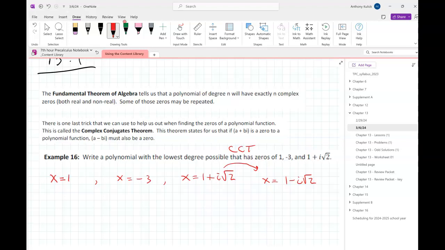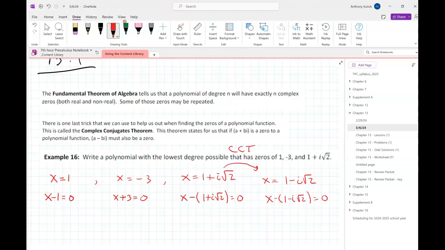What I'm going to do is I'm going to change these zeros now into factors. So I'm just going to subtract 1 from both sides, subtract 3 from both sides, subtract 1 plus i root 2 from both sides, and subtract 1 minus i root 2 from both sides.